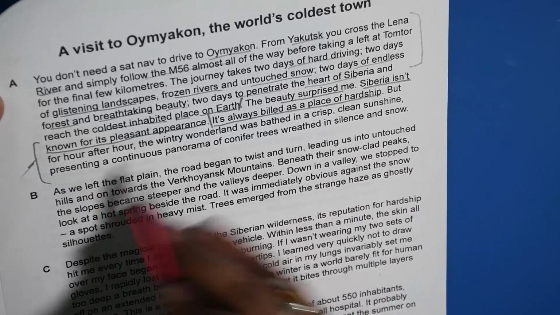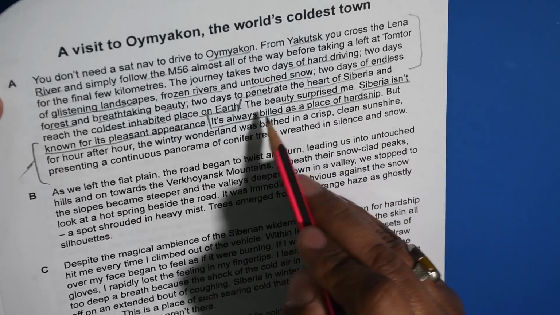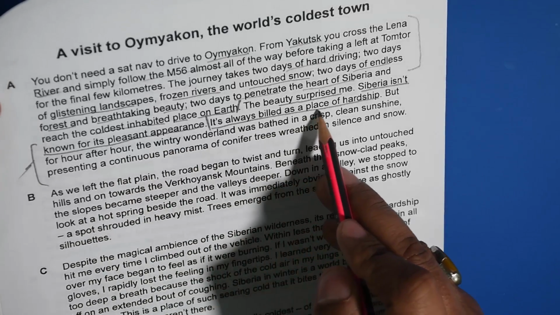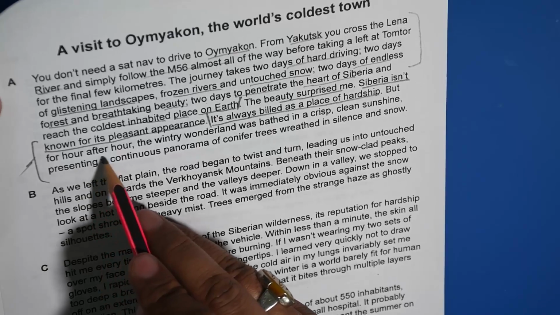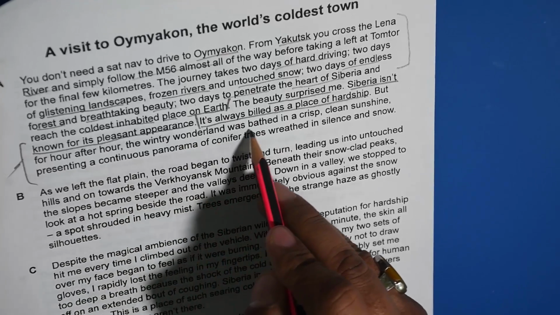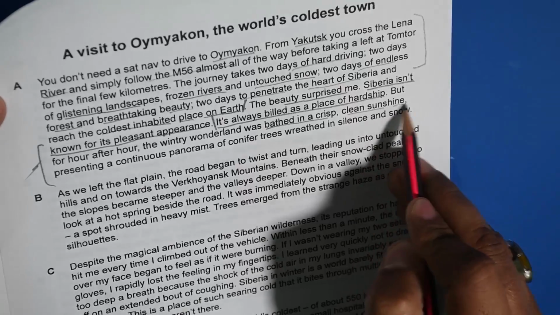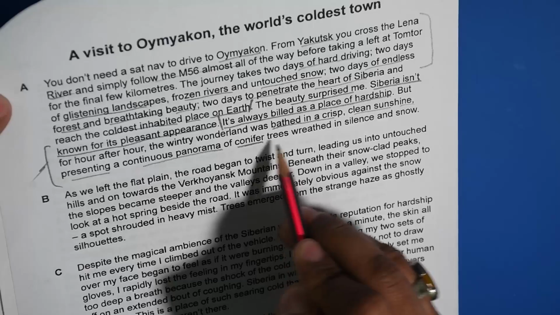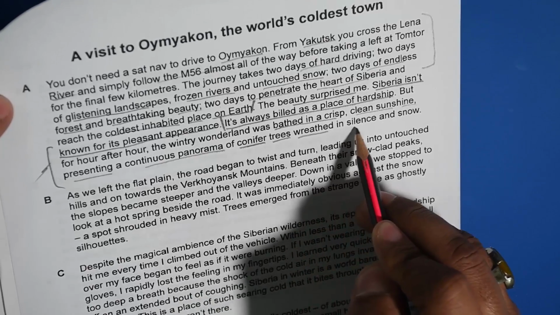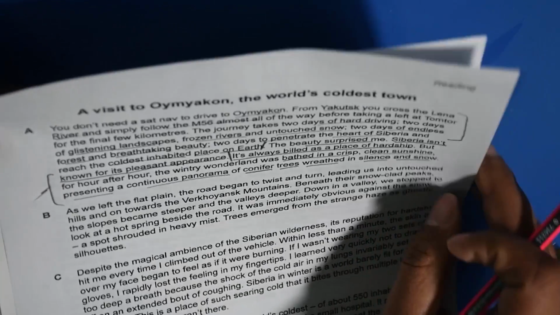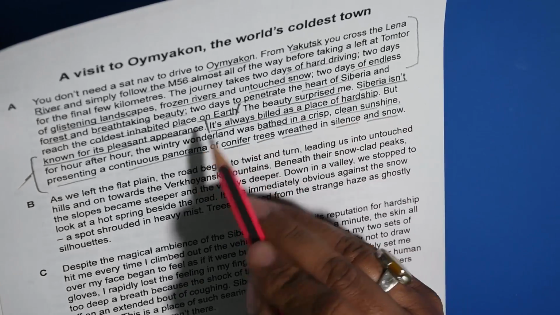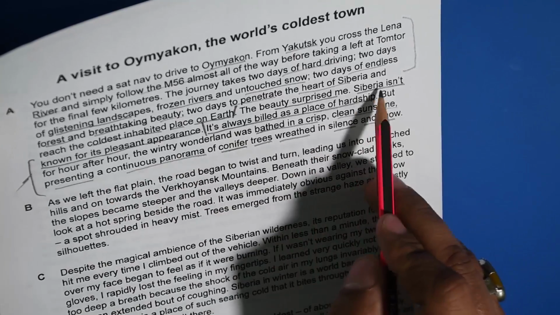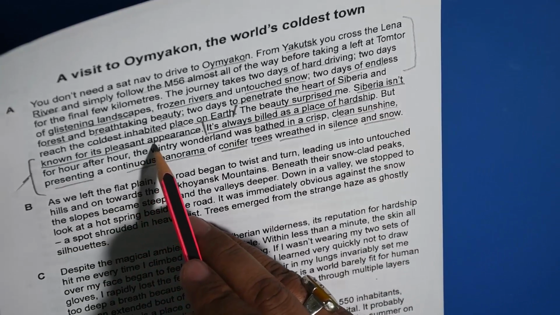Now in these 3 lines we've got the topic sentence. Okay, this is: Siberia isn't known for its pleasant appearance. It's always billed as a place of hardships, but for hour after hour, the wintry wonderland was bathed in a crisp, clean sunshine, presenting a continuous panorama of conifer trees wreathed in silence and snow. Now let's keep this in mind that it's always billed as a place of hardship, and Siberia isn't known for its pleasant appearance.